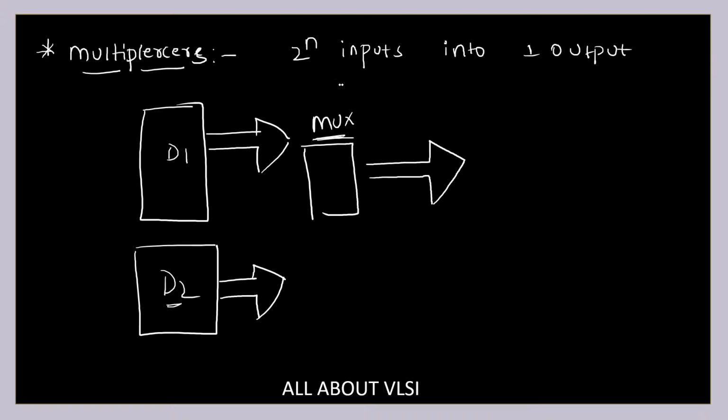And we are going to have something known as n select lines. We are going to have a total of n select lines. For example, if my n is equal to 1, I'm going to have a simple 2 cross 1 multiplexer. This is my 2 cross 1 multiplexer, and this is how it is going to look.